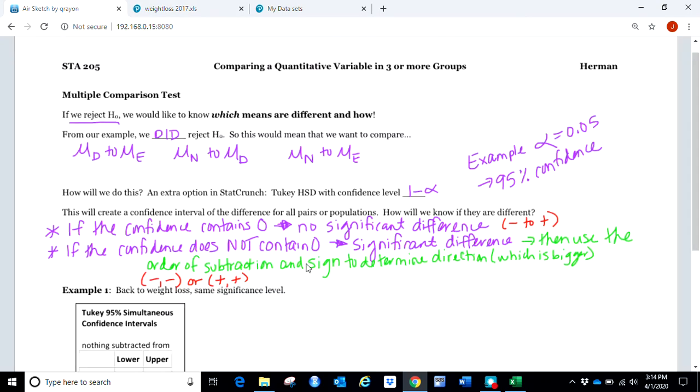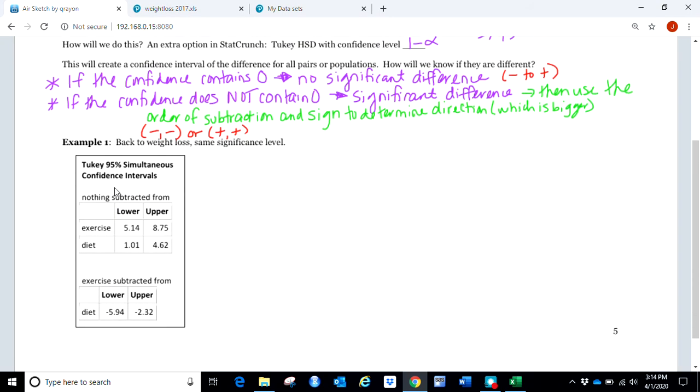The first thing to actually look at is to understand the order of subtraction that it's doing. So you'll notice here at the top that it says nothing subtracted from. Now what that means is that nothing's being subtracted off of the other ones. So when I see nothing subtracted from exercise, what that really is telling me is that the order of subtraction is exercise minus nothing.